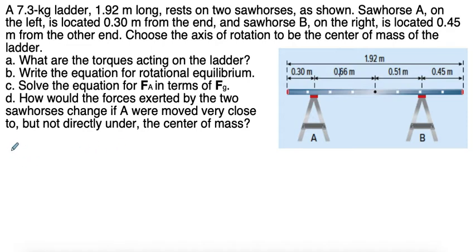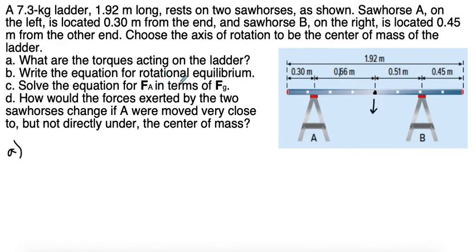All right, so for part A, let's read the problem here quick. 7.3 kilogram ladder, 1.92 meters long, resting on 2 sawhorses. Again, we got a diagram here. It's kind of nice. We have all the radii or all the chunks shown. Sawhorse A is on the left, located 0.3 meters from the end. Sawhorse B on the right, 0.45 meters from the other end. Choose the axis of rotation to be the center of mass of the ladder. Okay, so this is where we want to have our axis of rotation right there. Okay, that might change it a little bit.